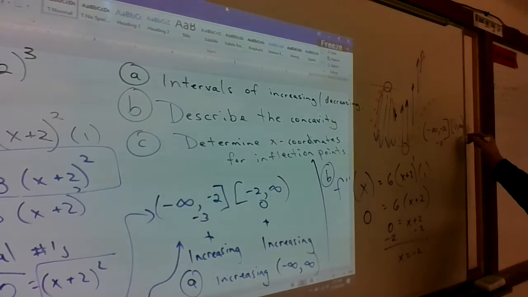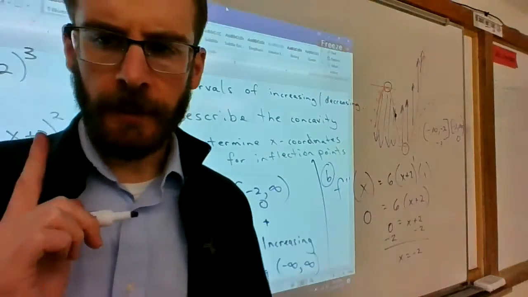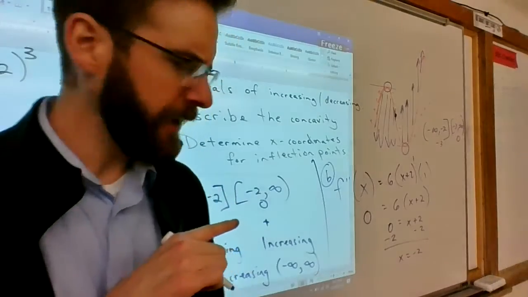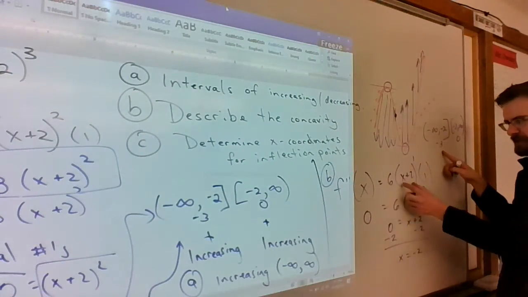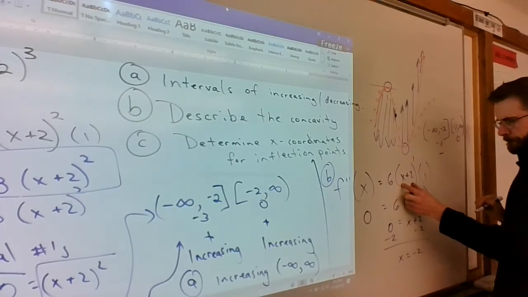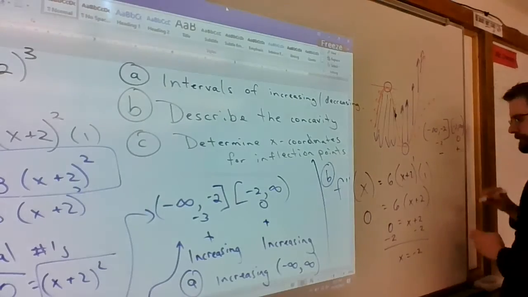Test a point. But this time we're plugging it into the second derivative, okay? So if you plug in -3 right here, you're going to get 6 times -1. That's negative. If you plug in 0, you get 6 times 2, which is positive.